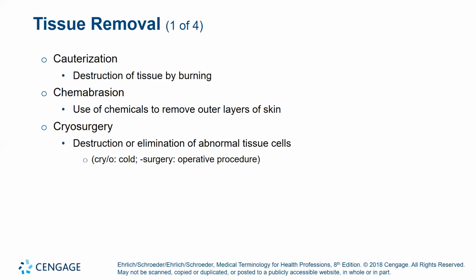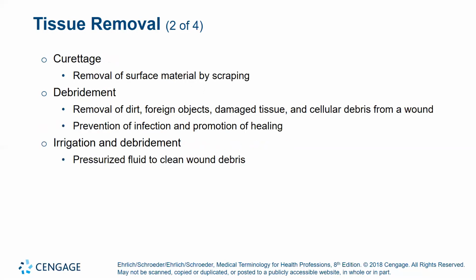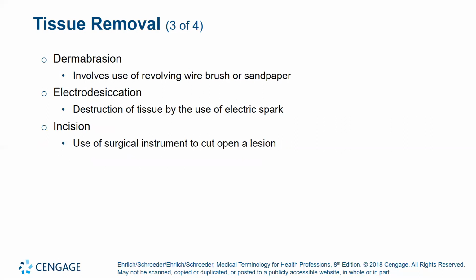Chemoabrasion, use of chemicals. Cryosurgery, destruction, elimination of abnormal tissue cells, cryo is cold, so it's an operative procedure using cold. Curettage, removal of surface material by scraping it. They can debride it, and they can irrigate it and debride it also. This is where they pressurize fluid to clean out a wound. Dermabrasion, they could use a wire brush or sandpaper.